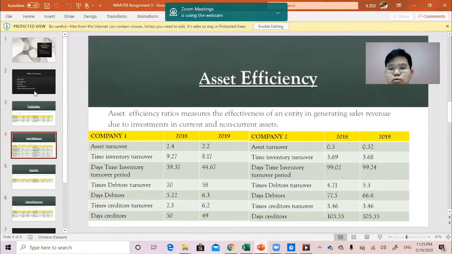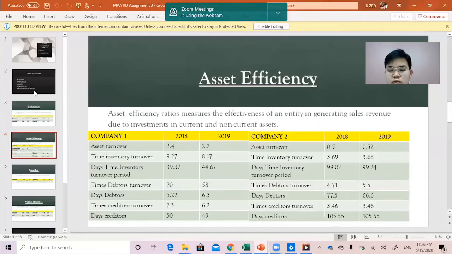The other one is the day inventory turnover period, which indicates the average period of time in days it takes to sell the inventory. For this part, the lower the better, because it means that the company takes less time to sell out the inventory. We can see that between company 1 and company 2, company 1 sells their stock more quickly.